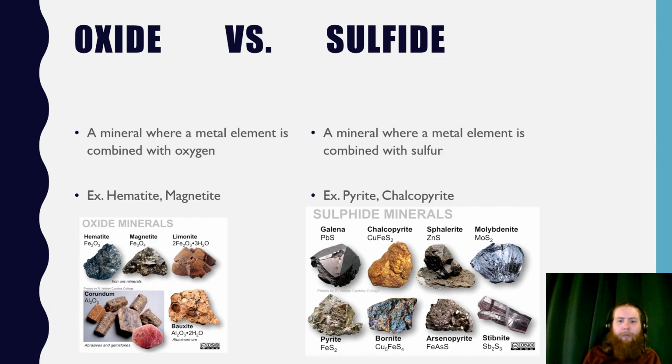So what's the difference between an oxide and a sulfide? Well, oxide is when there's a metal element combined with oxygen. So examples are hematite and magnetite and limonite. Sulfides are when a metal element is combined with sulfur instead of the oxygen. So these are things like pyrite and chalcopyrite, which are fool's gold.